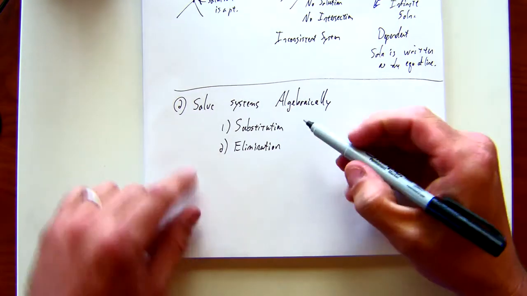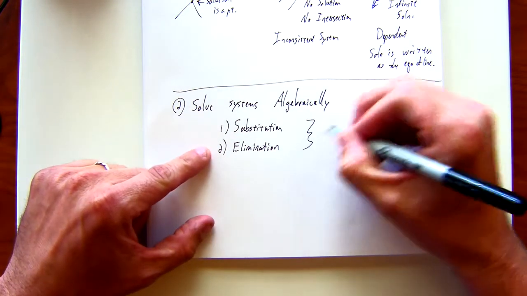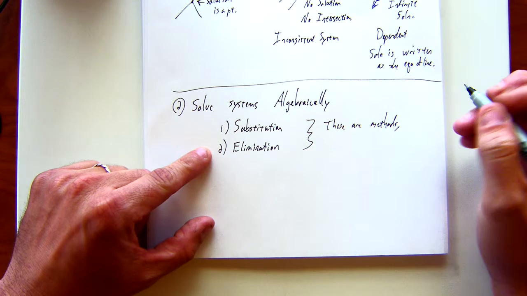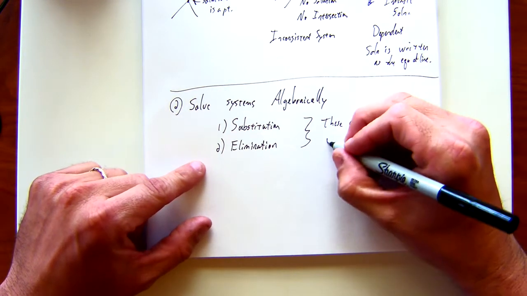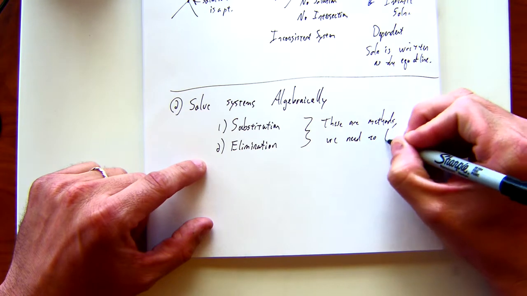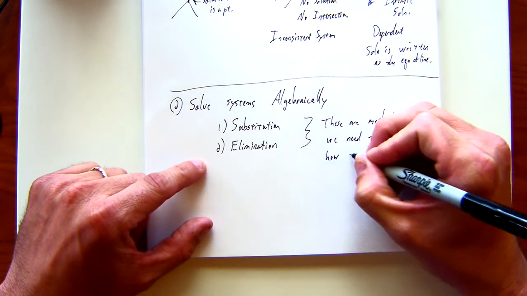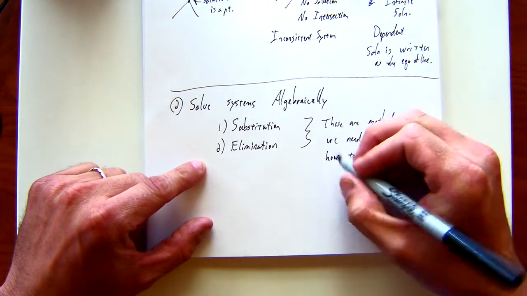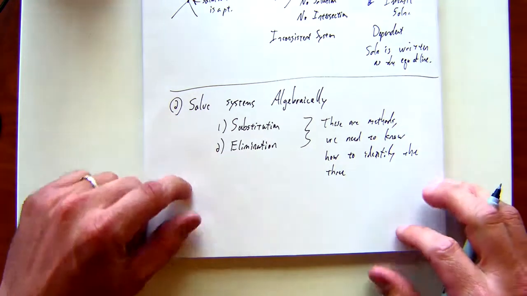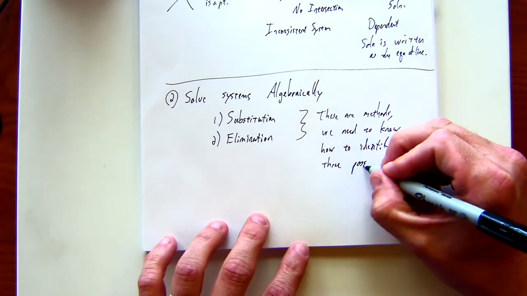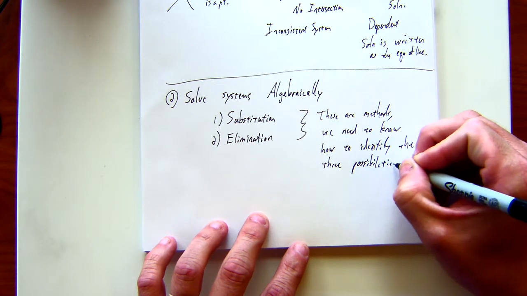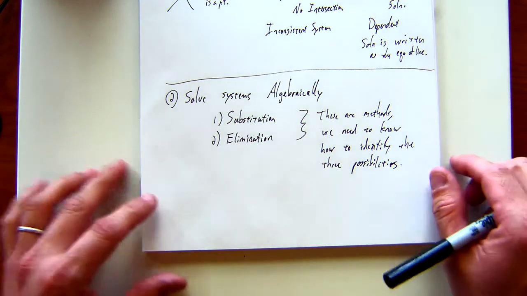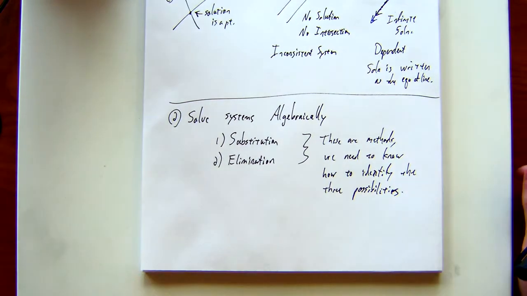Okay? And for each one of these methods, we'll do some examples, and we need to know how to identify the 3 possibilities above. And you guys already know how to do it. There was a question like that on your test. Basically, it's when we have equations and they evaluate to true statements or false statements. But we'll cover that in a second. Okay, so that's the first thing that we want to do.